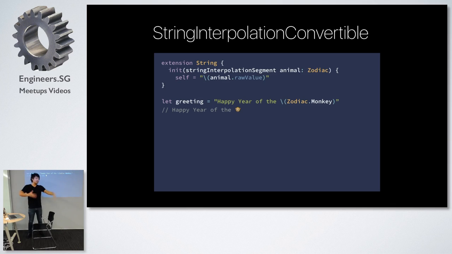So if you have some fancy types that you put in your interpolation, I don't know, for your console output or whatever, and you're wondering, how do I get it to print, I don't want to type raw value everywhere, you can hijack the string interpolation and override it here.